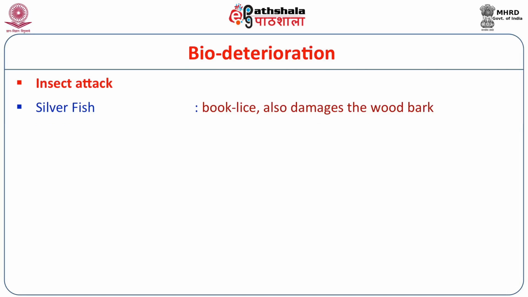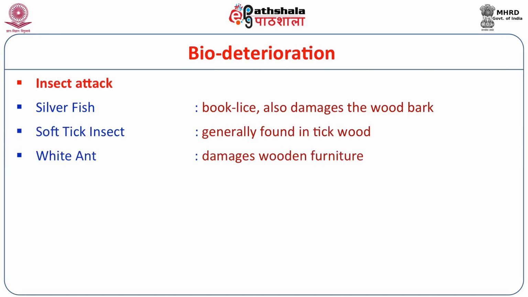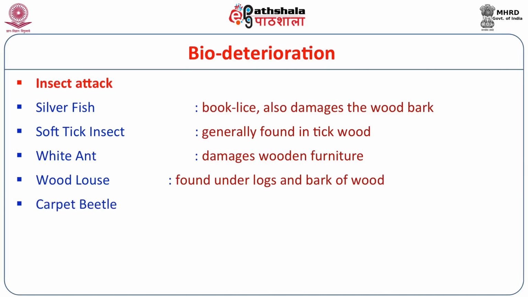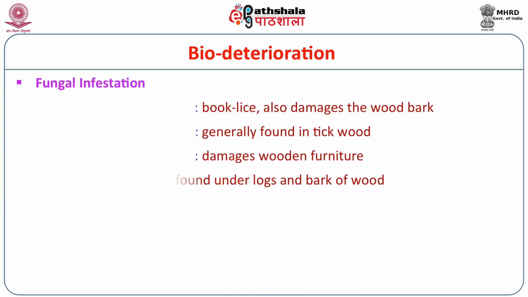Book lice also damage the wood bark. Soft teak insect is generally found in teak wood. White ants also attack wooden furniture or objects. Wood louse is found under logs and bark of wood. Carpet beetles generally attack carpets and such types of insect textiles.